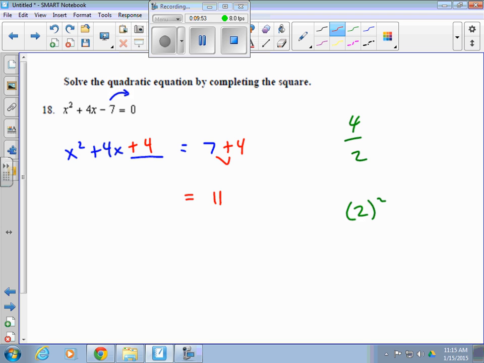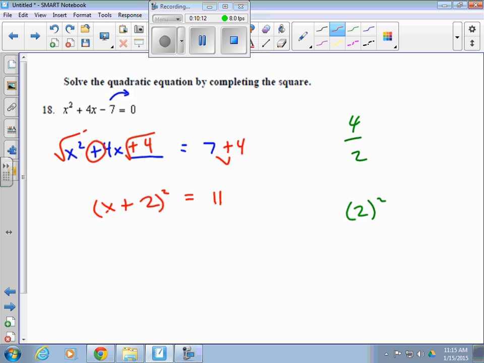It doesn't do you any good to move the 11 back over. You want to take the square root of the first term, it's x. And you want to take the square root of the third term, c, and it's 2. This is the sign that goes in between them, the one in front of b. x plus 2 squared equals 11.